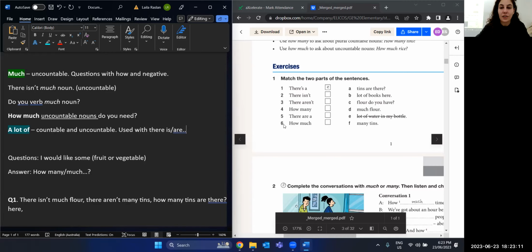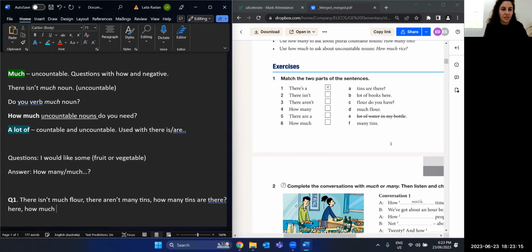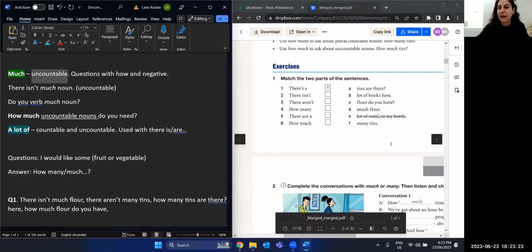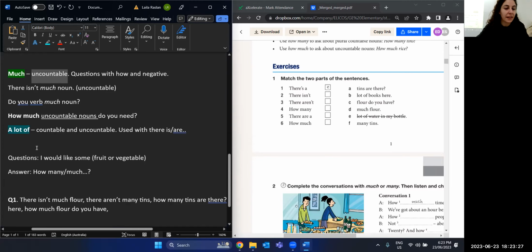Number 6, Odilon. How much flour do you have? Much is used with uncountable. Flour is uncountable. So it's used with questions, with how. So yeah, how much flour do you have?